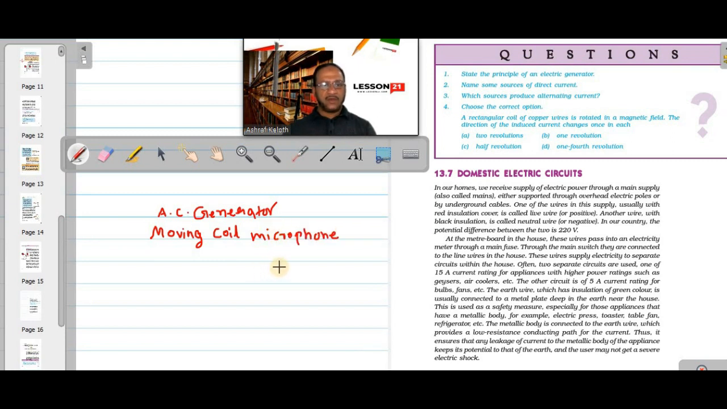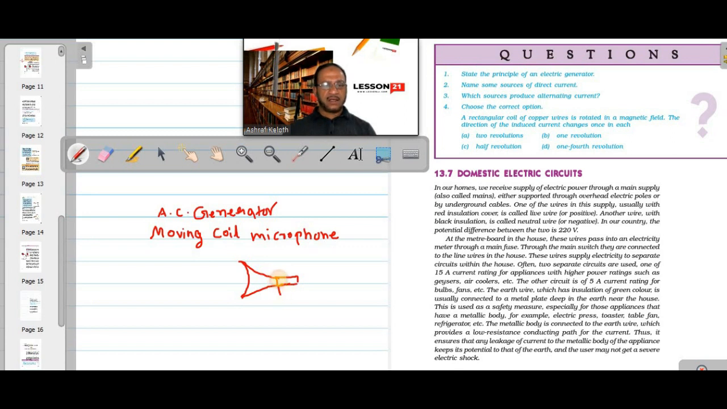Listen here, a moving coil microphone means the normal microphone, the mic we use on the stage program. If you open a moving coil microphone, inside that we can see a soft diaphragm, and that diaphragm is connected to a soft, cylindrical part.